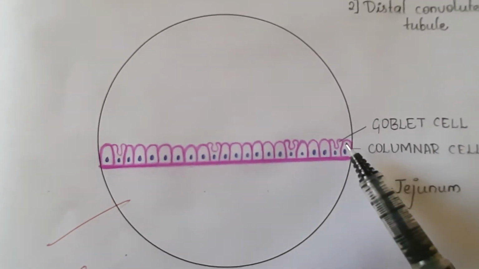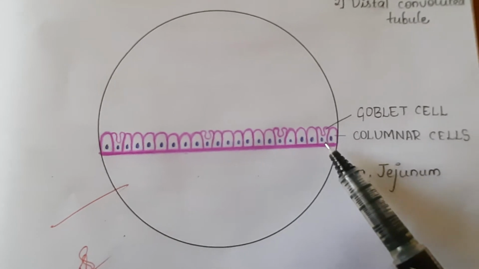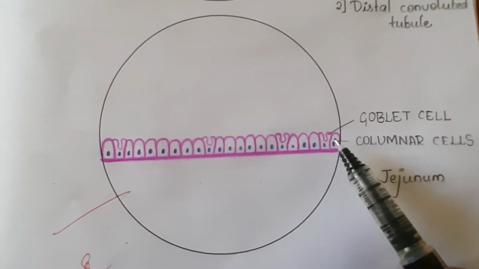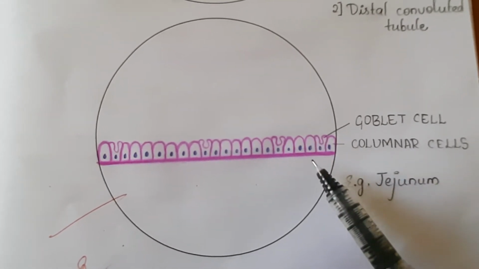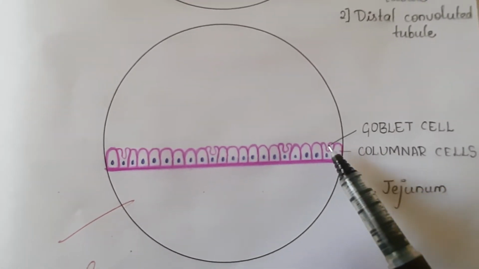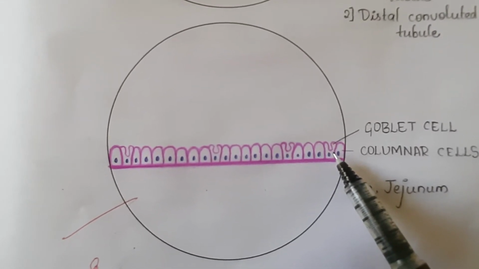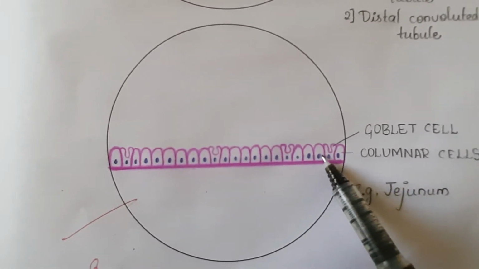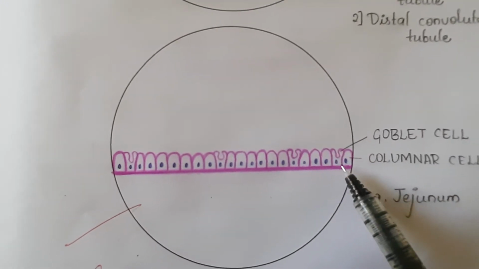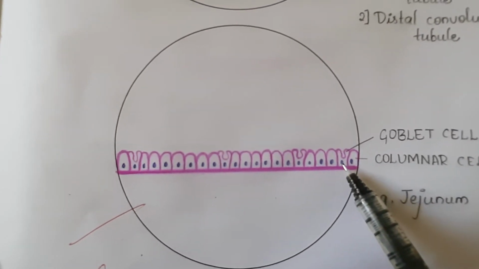This is also a simple columnar epithelium, with goblet cells. Simple columnar means the height of the cell is more than the width, arranged in a single layer on the basement membrane. And here you can find the goblet cell. These are called mucous neck cells or goblet mucous cells. Here you can find the flask shaped cells. This one is the flask shaped cell, and here the nucleus is present.